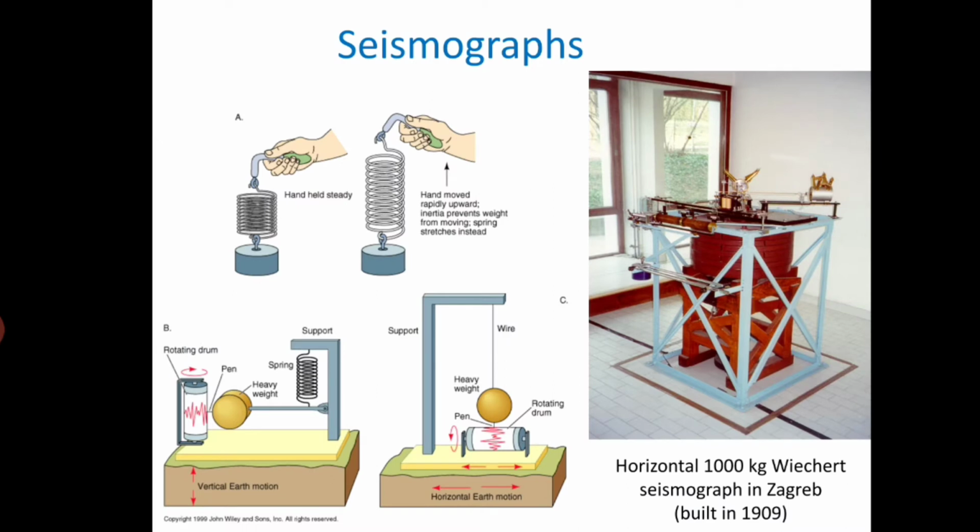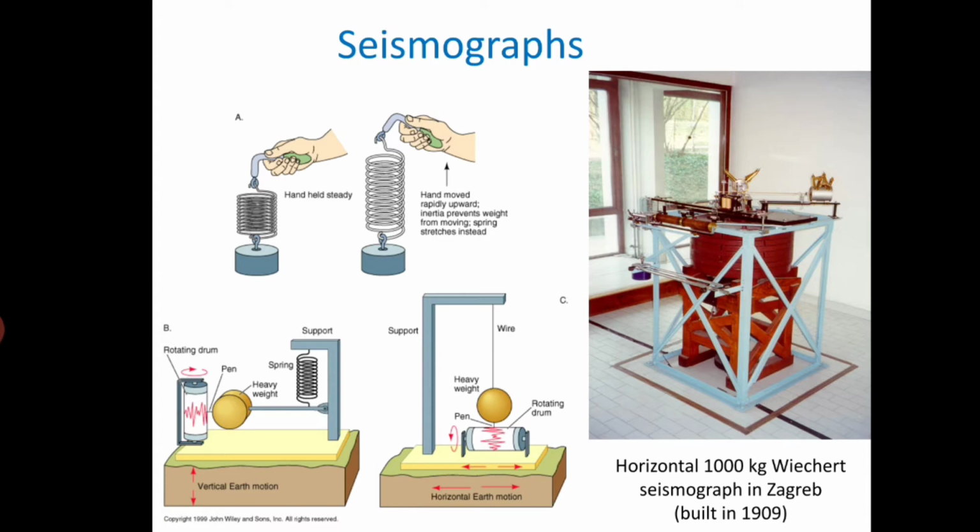Now you can see the horizontal 1000 kg weight seismograph in Jaber, built in 1909. You can see the arrangement of digitalization. Instead of the string in the first figure, we put a spring. What is the use of the spring? It oscillates in amplitude in both directions, horizontal as well as vertical.